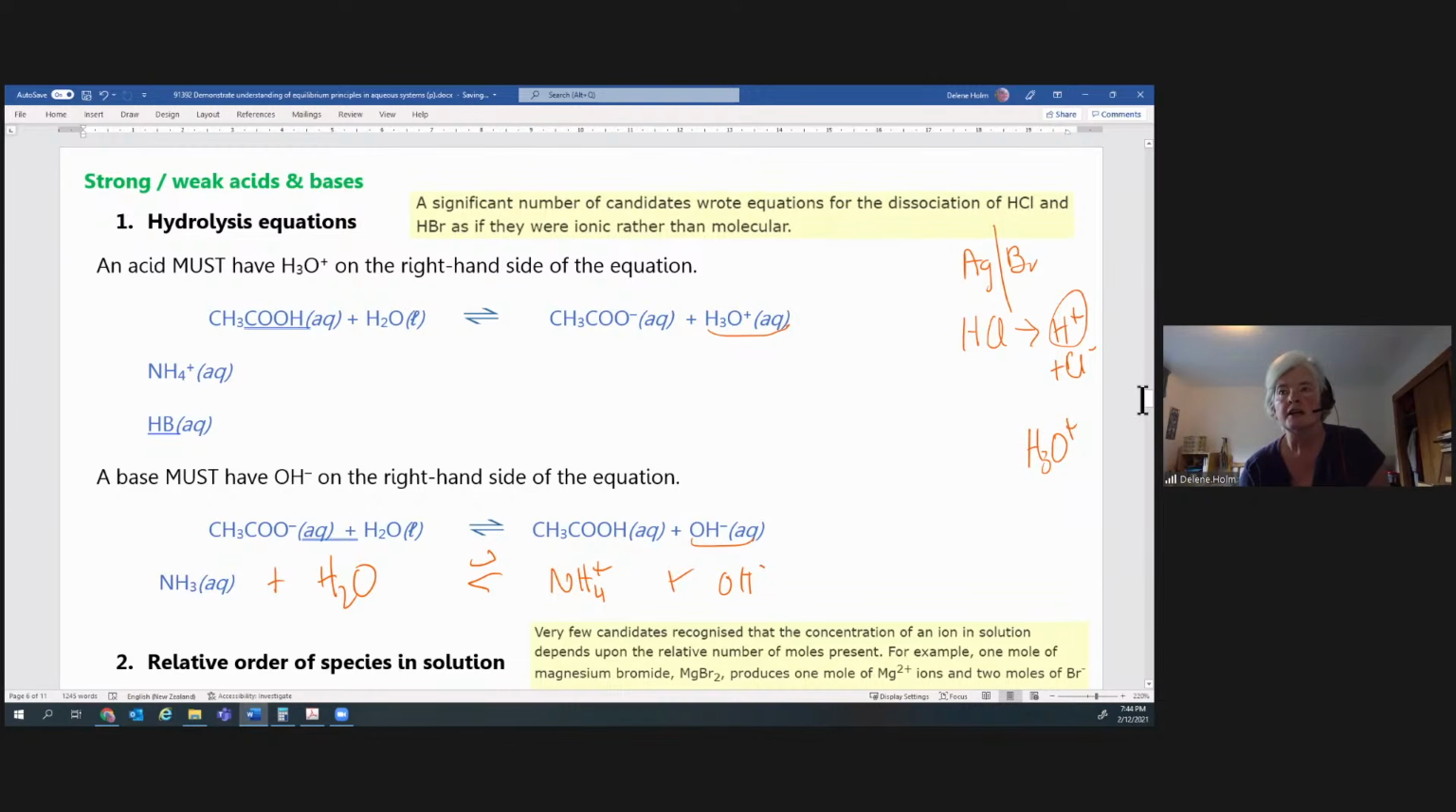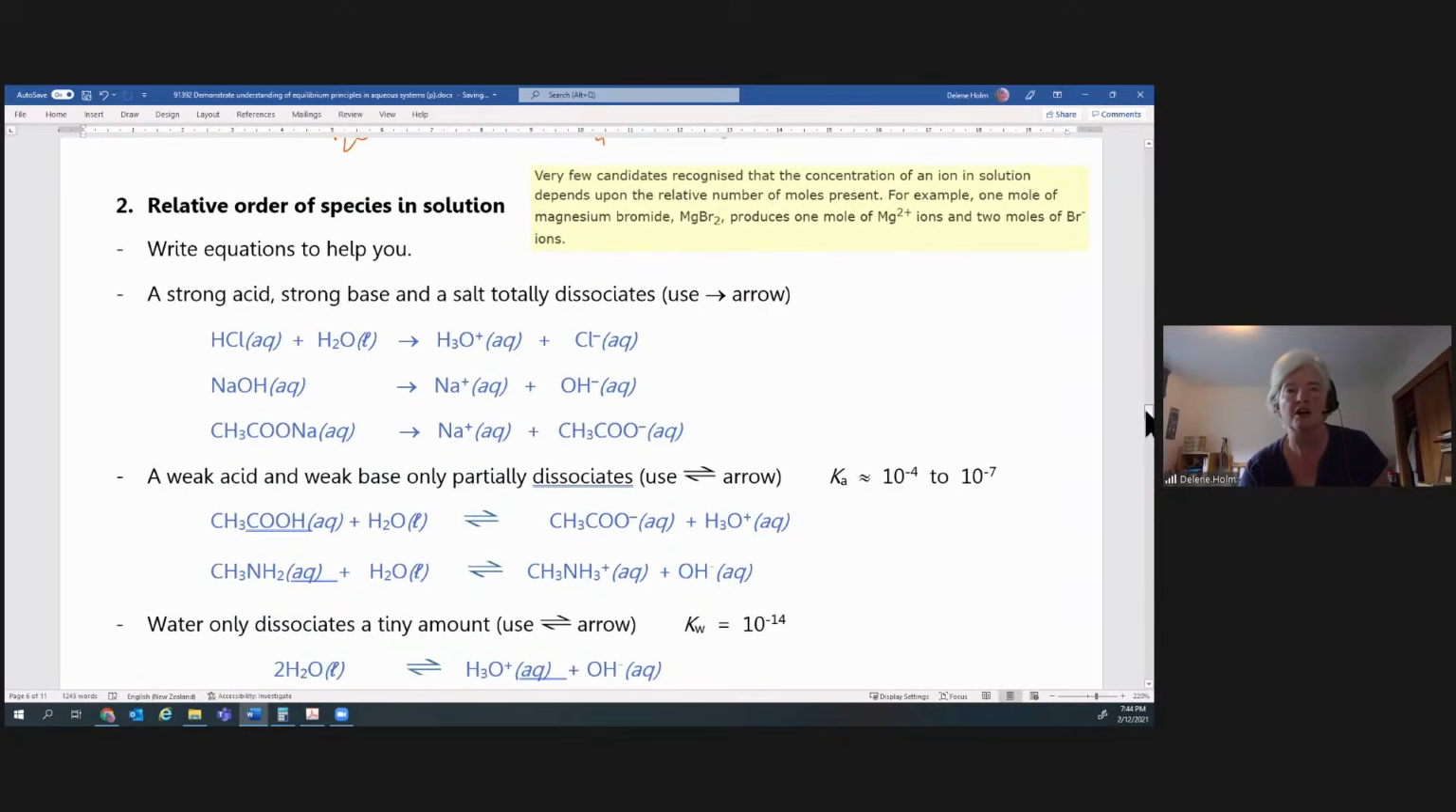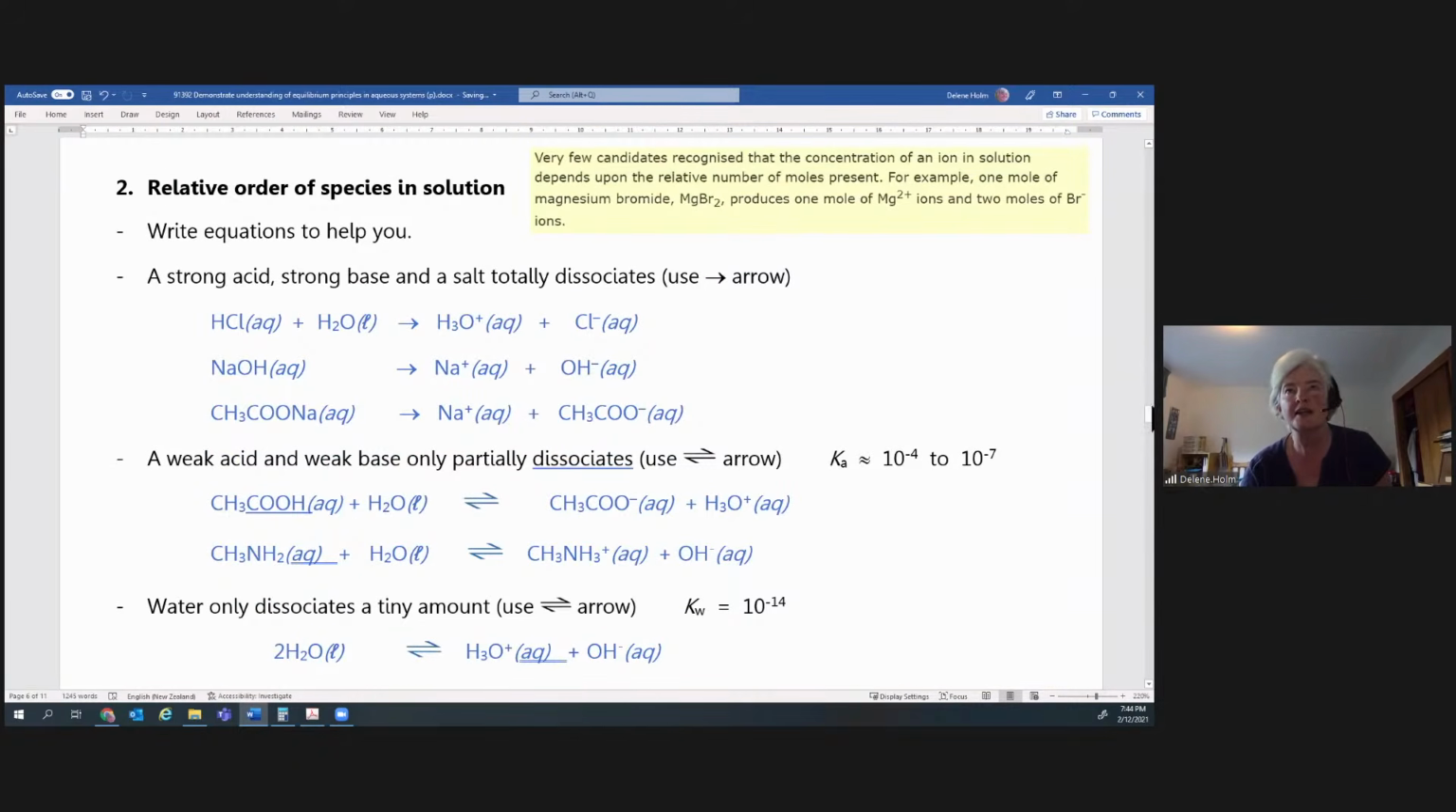Right. Now, why are these hydrolysis equations important? Because you will be asked a question on the relative order of species in solution. So when do we use a straight arrow and when do we use an equilibrium arrow? When we have a strong acid or strong base or a salt. So those arrows are normal arrows going all the way to the right, because by definition, these will dissociate completely.